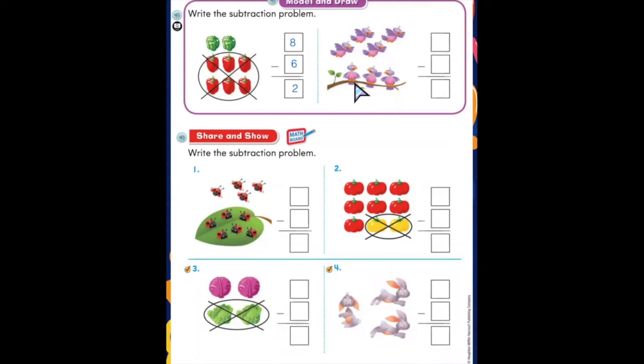What kind of subtraction sentence could we write for the picture of the birds? Well, the picture of the birds shows 7 birds in total. 1, 2, 3, 4, 5, 6, 7. The picture shows 7 birds. So our first number in our subtraction sentence will be 7.